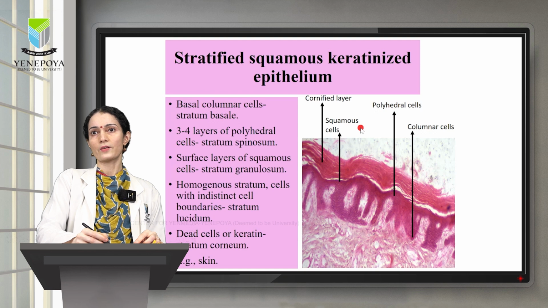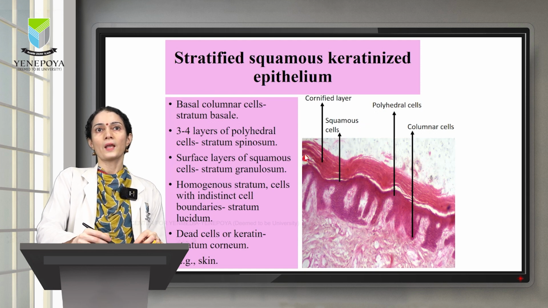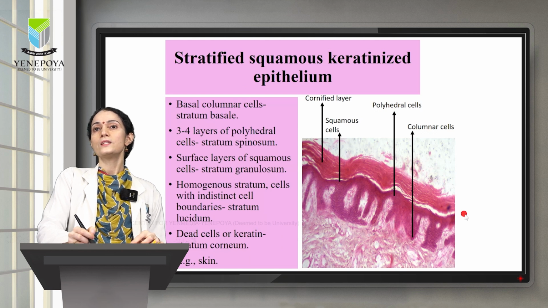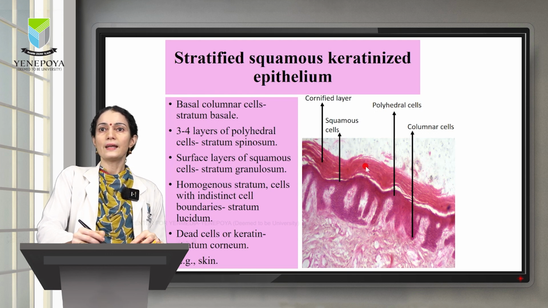The next slide is of stratified squamous keratinized epithelium. Now this epithelium is present in areas where there is extreme wear and tear, as in the skin. Basally you can see the columnar cells, followed by 3 to 4 layers of polyhedral cells, and topmost you can see the squamous cells. Above it you can see a thick cornified or keratinized layer. These are the dead cells, the keratin layer that you can see. An example for stratified squamous keratinized epithelium is skin.